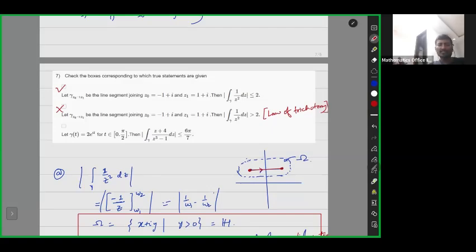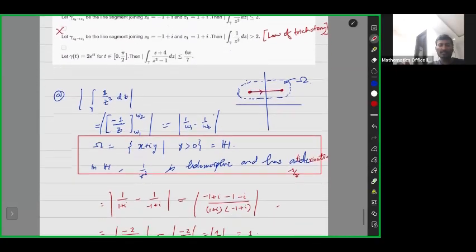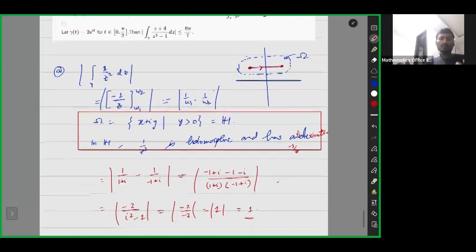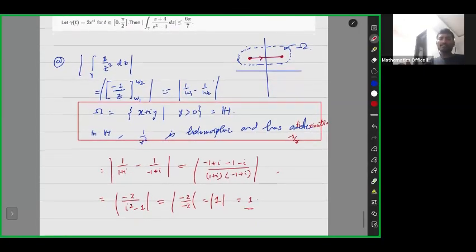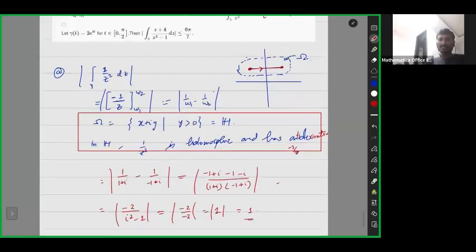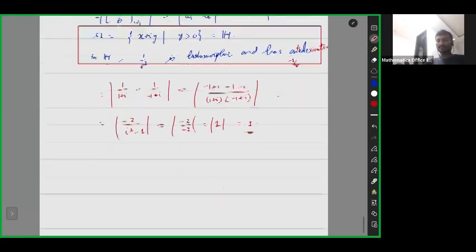When A is correct, B is incorrect. What about the last option? Gamma t is given as 2 e power i t, with t from 0 to pi by 2. We need to show the integral is less than 6 pi by 7.